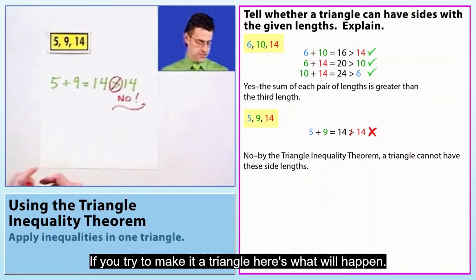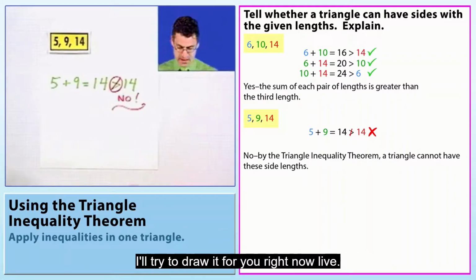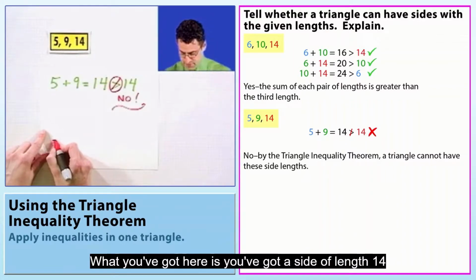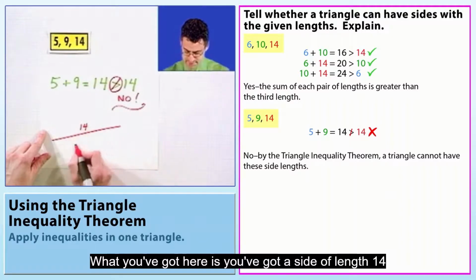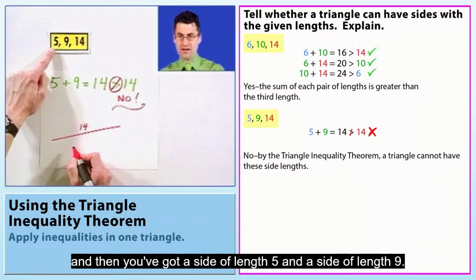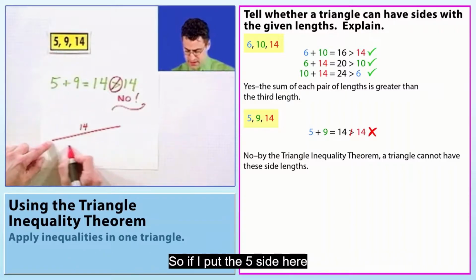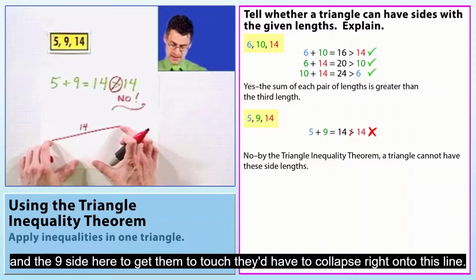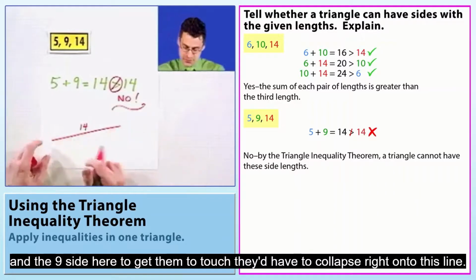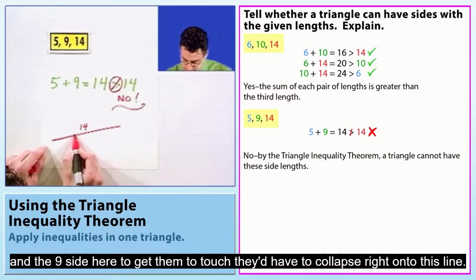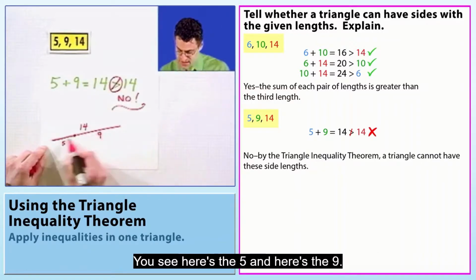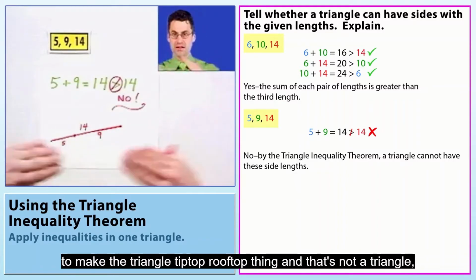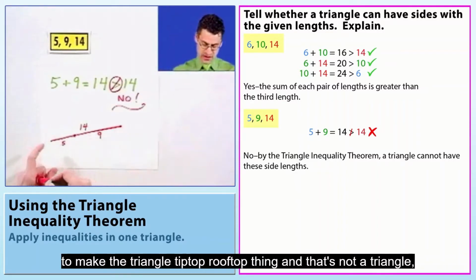If you try to make it a triangle, here's what would happen. I'll try to draw it for you right now live. What you've got here is a side of length 14, and then a side of length 5 and a side of length 9. So if I put the 5 side here and the 9 side here, to get them to touch, they'd have to sort of collapse right onto this line. You see, here's the 5, and here's the 9. You see how they all have to line up perfectly? Because there's no room to have them bow out to make the triangle tip-top, rooftop thing. And that's not a triangle, that's a line segment.